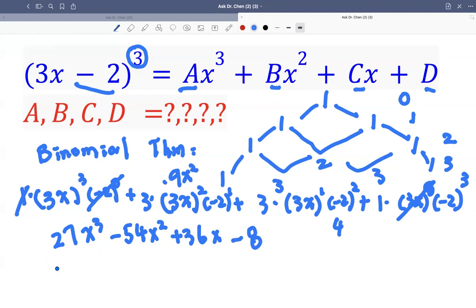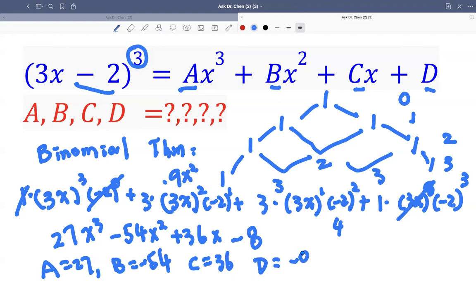Now compare. The number before x cubed is a, so a equals 27. b is the number before x squared, which is -54. c is the number before x, which is 36. d is the number by itself, that's -8.